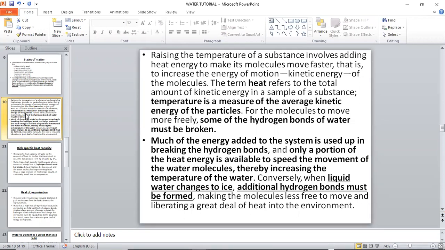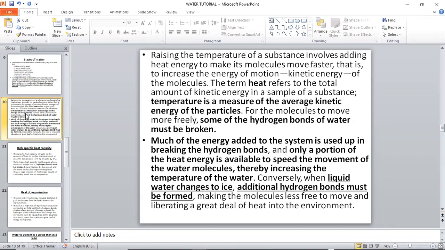Now, in the water molecules, for them to move more freely, some of the hydrogen bonds of the water need to be broken. So when you add heat, when you raise the temperature, there will be breaking of hydrogen bonds. However, much of the energy that is added to the system is used up in breaking the hydrogen bonds. And hence only a portion of the heat energy is available to speed the movement of the water molecules, thereby increasing the temperature of the water.